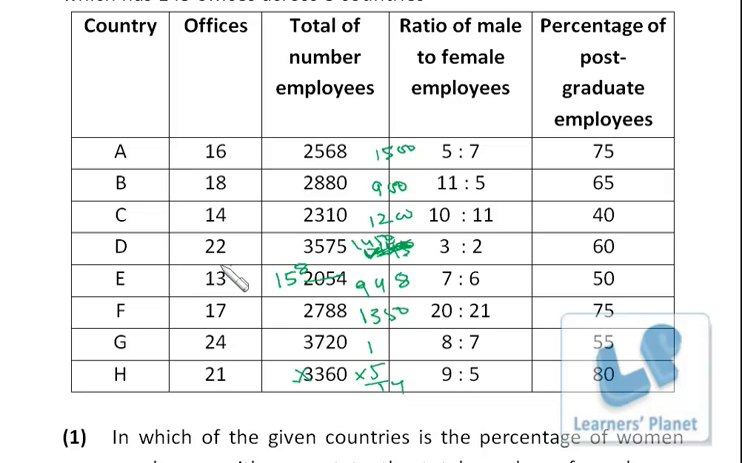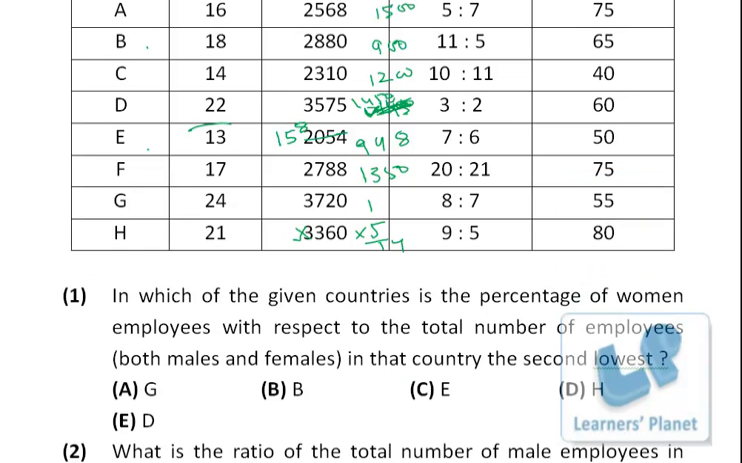Now we are left with country E and country B. So the second lowest is country E. Okay. So definitely it would take 1 or 1.5 minutes to solve, but it is not at all difficult.